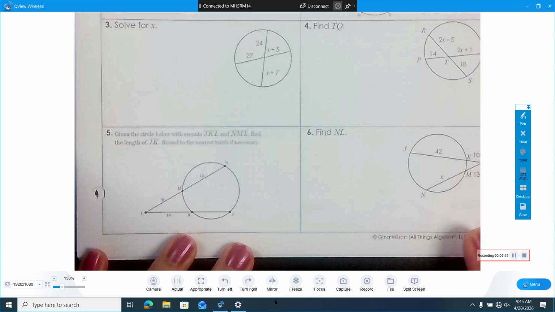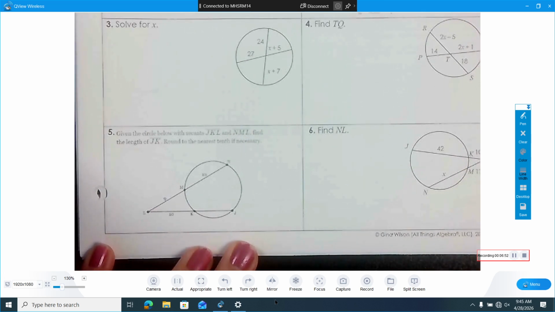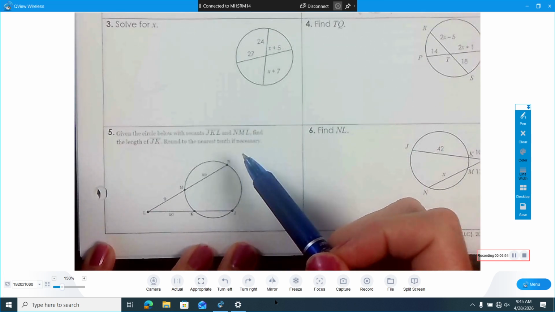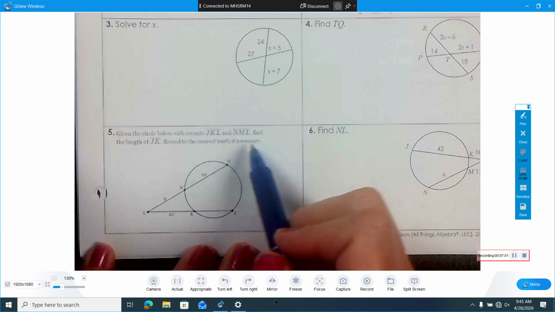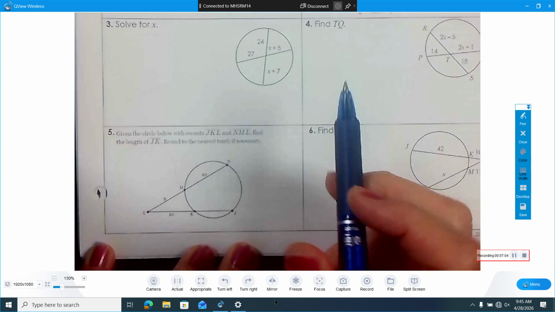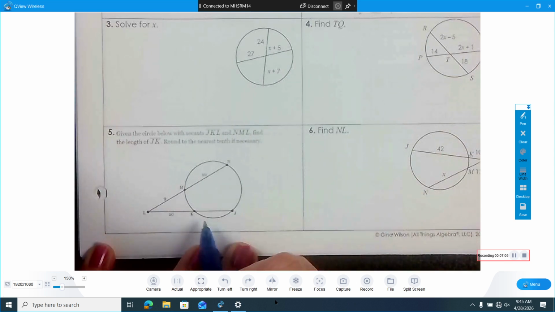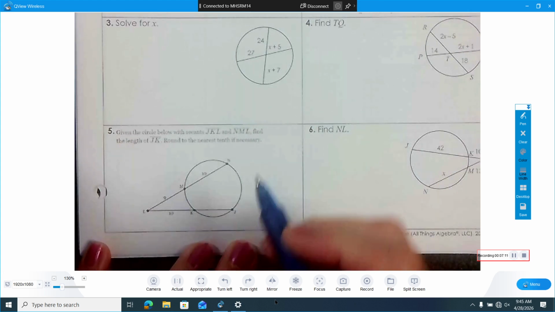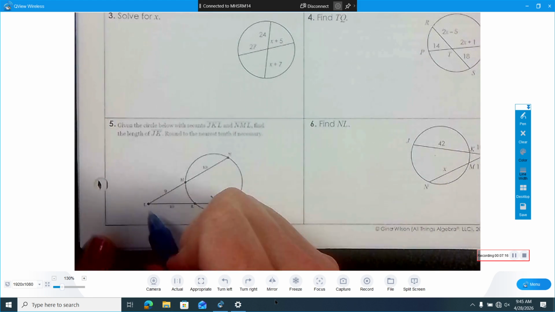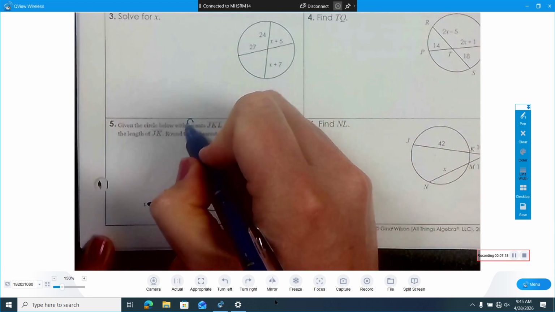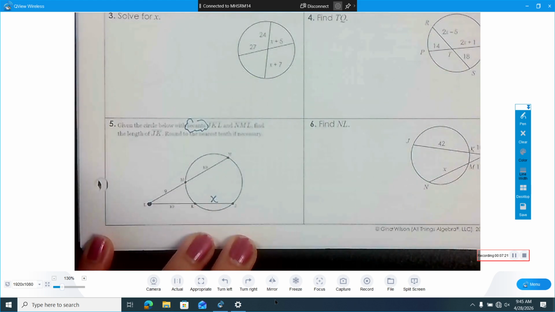Again, this is another Delta Math type. Given the circle below with secant lines JKL and NML. I don't know why they use 3 points for that. It's kind of weird. Find the length of segment JK. So we want to find the length of the segment JK right down here. What should I put on there? An X, because that's what we're trying to figure out, just that length of JK. Now, this intersection of these two secant lines, that intersection is outside the circle. So what's our setup that we're going to do here?